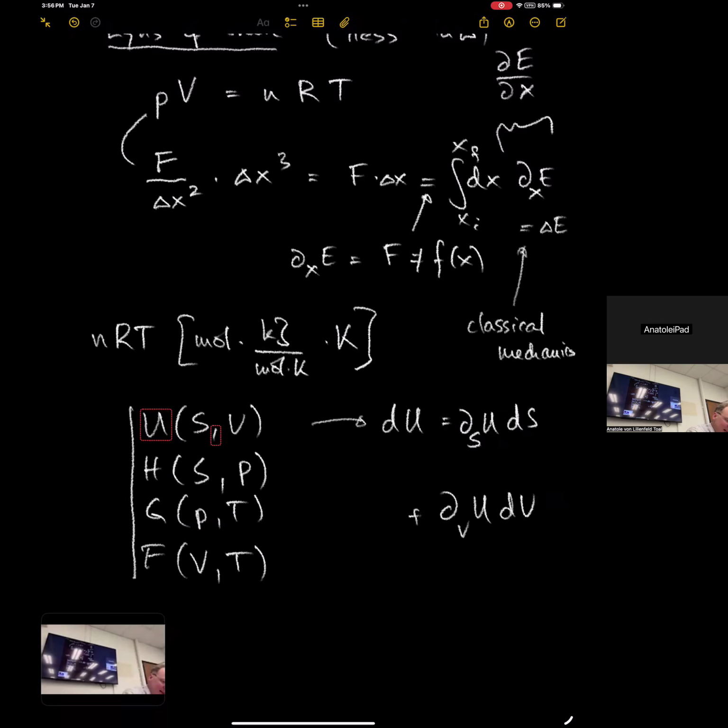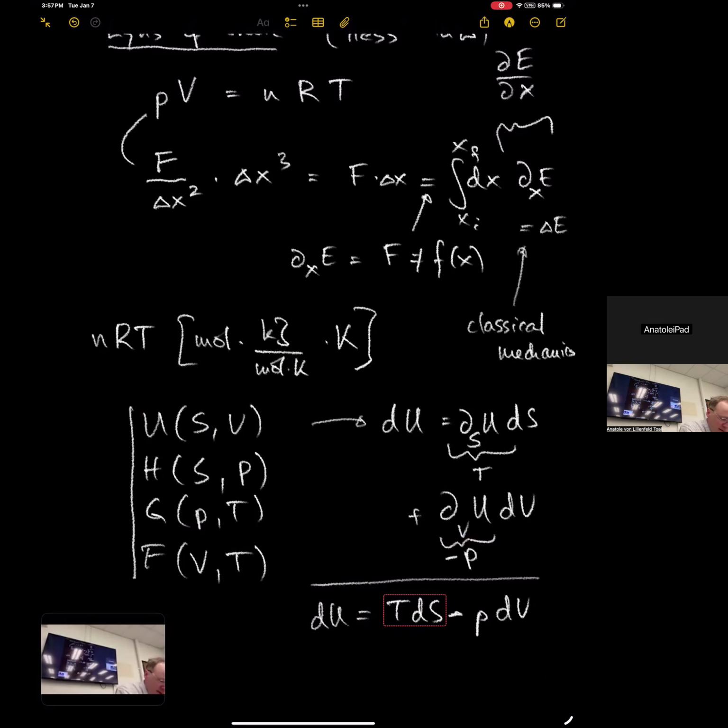And then analysis tells you, thermodynamics tells you the slope of the energy with respect to entropy, right? That's my temperature. And how my energy responds to volume changes, that's my pressure. And so this is T dS minus P dV. This is actually sign convention. That's one of the incredible equations in thermodynamics.